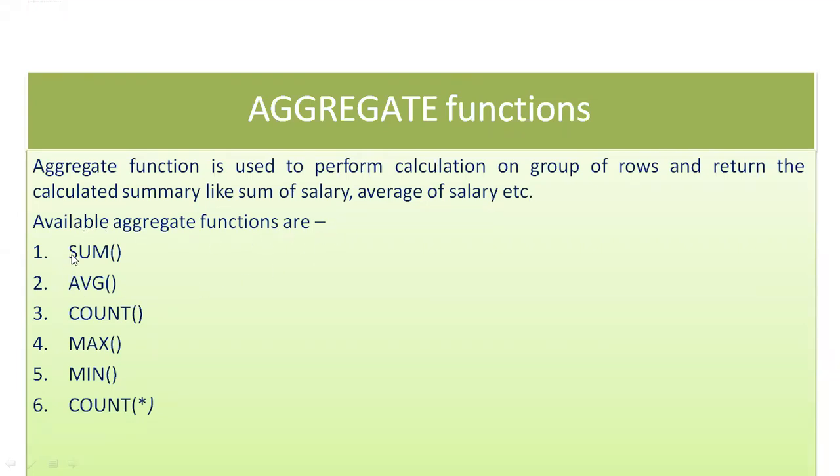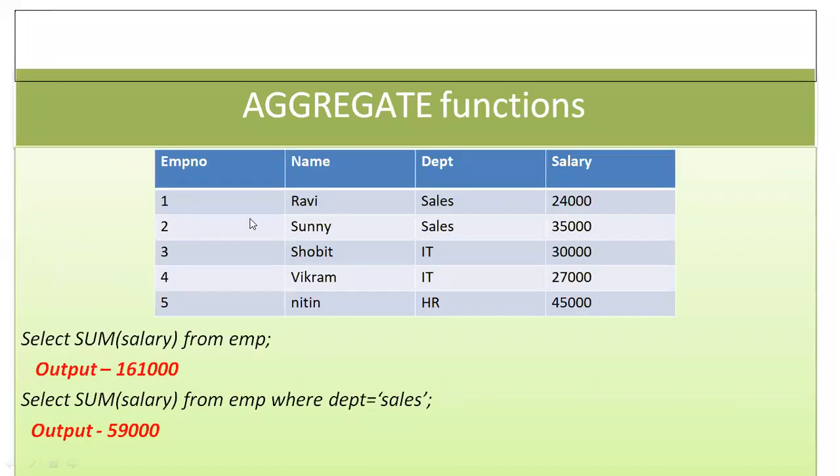aggregate functions are: SUM, which is for calculating totals, and AVG for averages of any numeric value. COUNT will count the number of records present in the table. MAX will display the maximum, biggest value from a table. MIN will display the minimum, smallest value from a table. With COUNT, if we apply it with the asterisk, it will count all the records from a table.